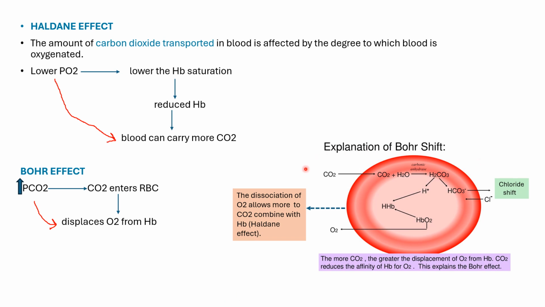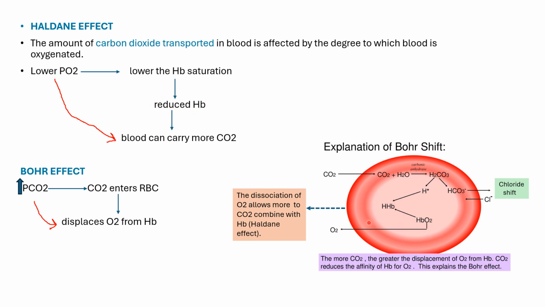In this diagram, the carbon dioxide affects the Bohr shift, and it is also going to explain the Haldane effect, because these things are kind of interrelated. So when carbon dioxide enters the red blood cell, it makes H2CO3. That H2CO3 is dissociated into H and HCO3. This H, the hydrogen ion, combines with the hemoglobin. Now this is the reduced hemoglobin.